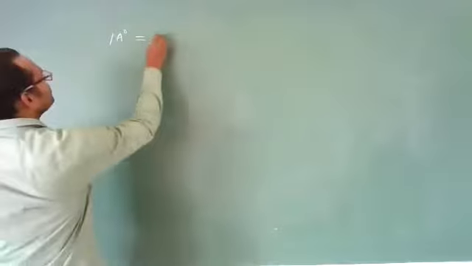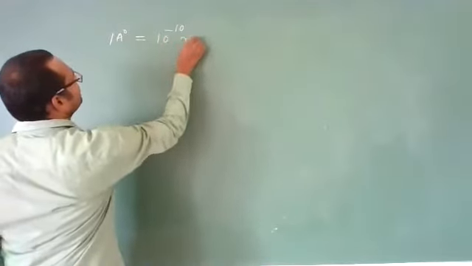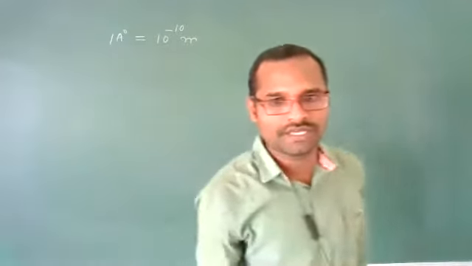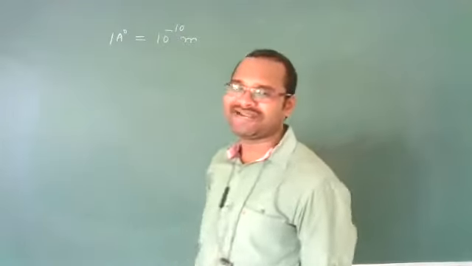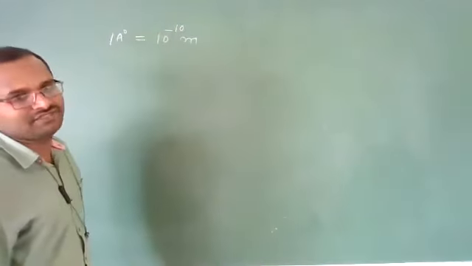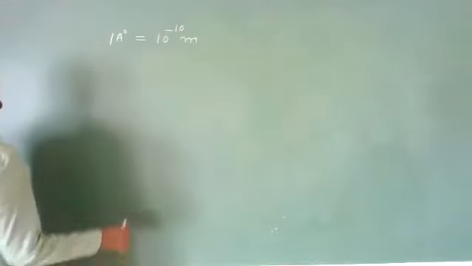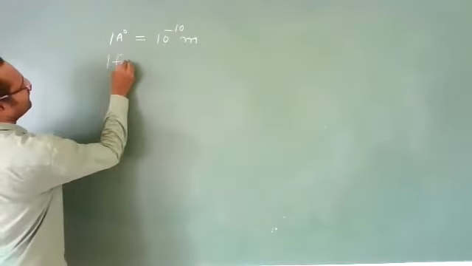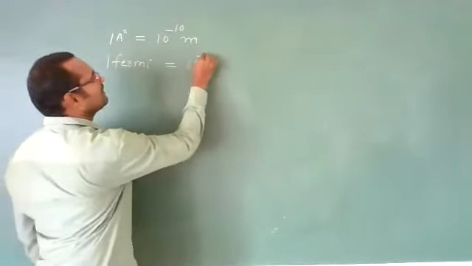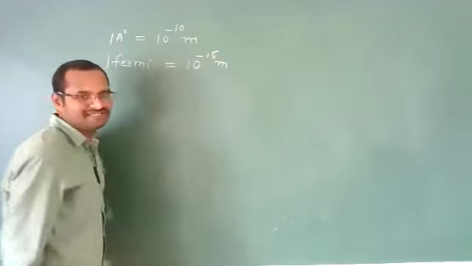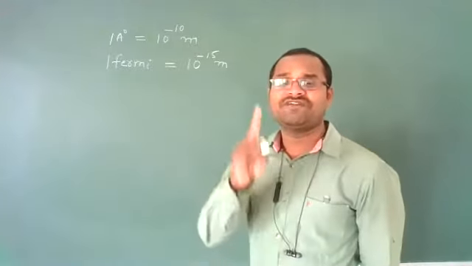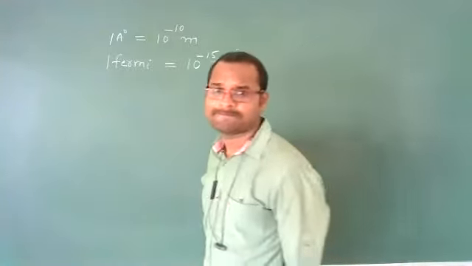1 angstrom is equal to 10 to the power of minus 10 meters. We call this angstrom. These are the practical units we will use for distances. Angstrom is 10 to the power of minus 10 meters. Next, Fermi. 1 Fermi means 10 to the power of minus 15 meters. You must remember this. Clear?